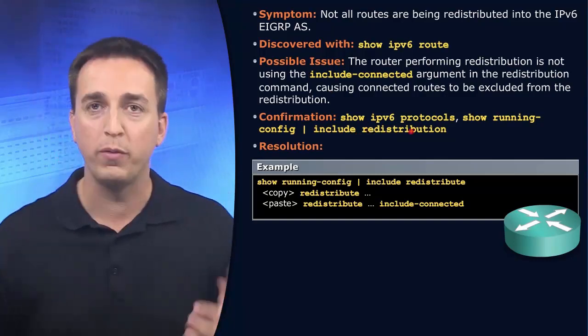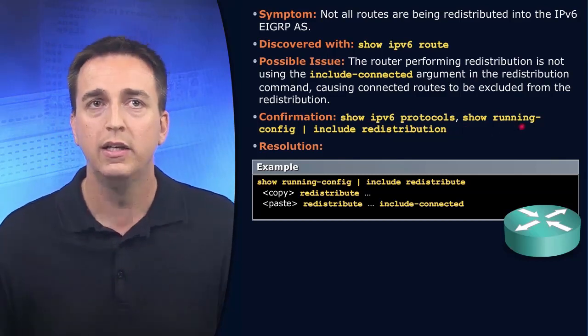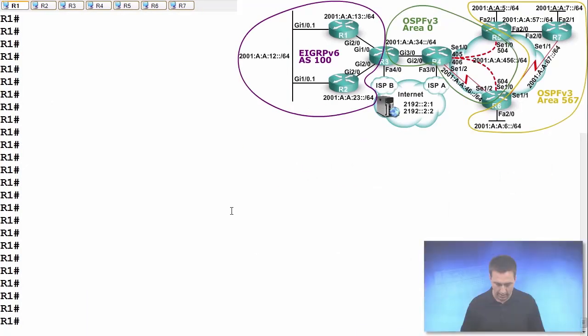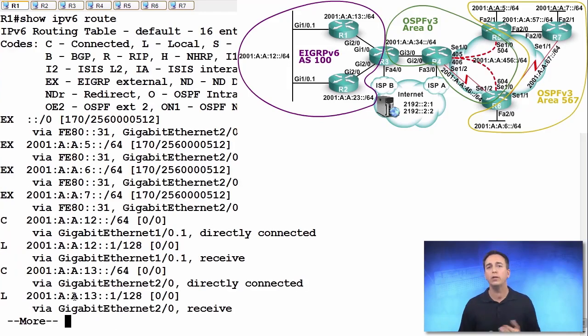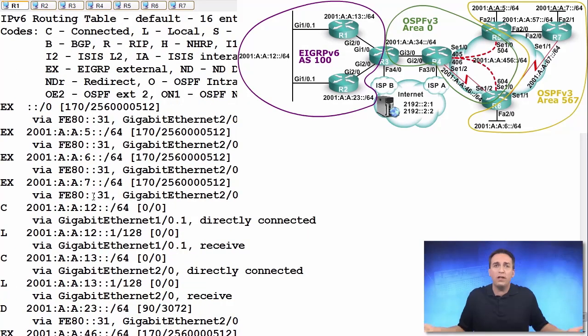Over on R3, we're performing redistribution for IPv6, or EIGRP for IPv6. And analyzing R1 right now, you'll see that if you type in show ipv6 route, the 34::/64 network is missing. We have everything except for that one specific network. So either there is a filter being applied during the redistribution process that is preventing that route from being redistributed, or we forgot the include connected keyword. So let's go ahead and examine R3 and see what is listed.